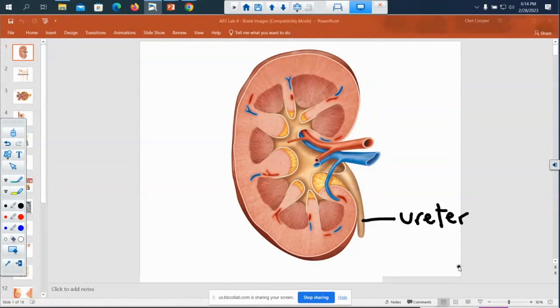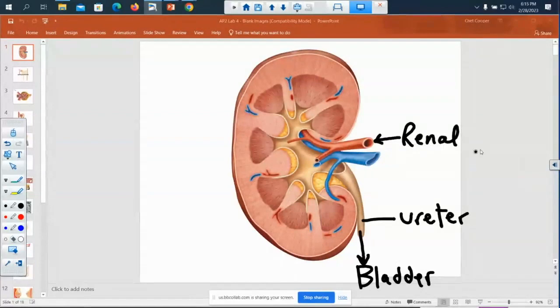There is our ureter. Where is it going to? Bladder. Very good. It's going down to the bladder. And what's the name of the fluid that's in there? Urine. Yeah, good. This blood's going in. What would A stand for? Artery. Good. And this is renal vein. So there's our renal artery and vein.